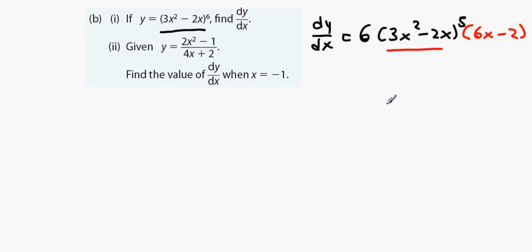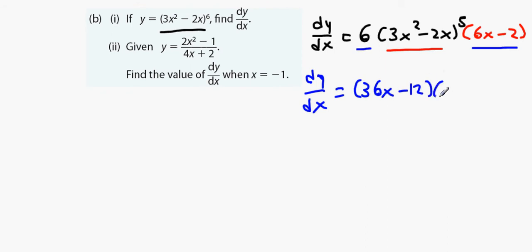Now, once again, I told you that the middle part is protected, so you're only allowed to multiply the 6 by the 6x minus 2. And when that happens, we get the following answer. We get 36x minus 12, bracket 3x squared minus 2x, to the power of 5. Very handy. Okay.